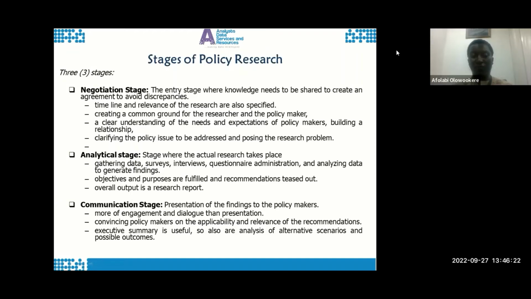You must be able to convince the policymaker on the applicability and relevance of the recommendations. They must see themselves in the recommendation, and it must be something that they think is practicable, because they are always asking the question, how do I apply this? Not just writing it, not just saying government should ensure that infrastructures are provided. How? Those are some of the issues that the policymaker wants to hear.